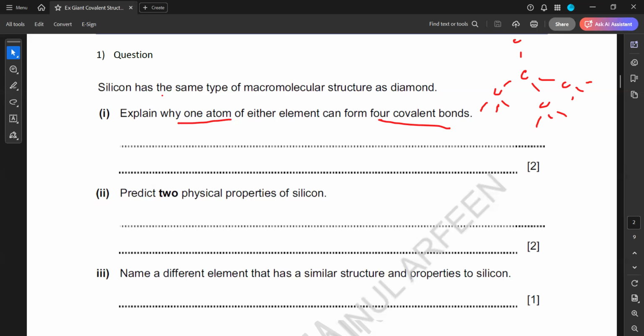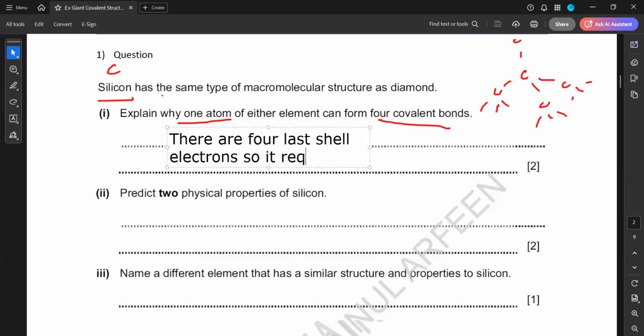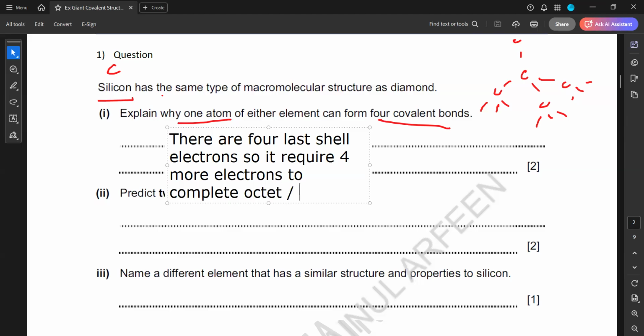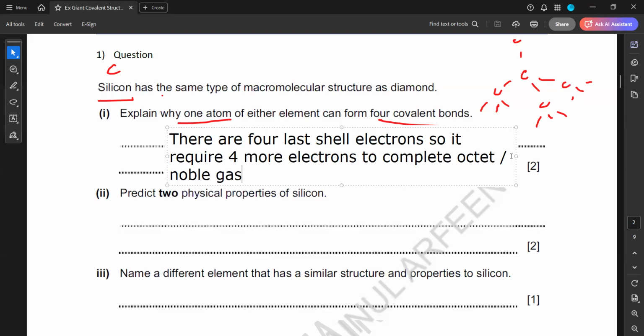The reason is that silicon and carbon both belong to group 4. As they belong to group 4, they have 4 valence electrons, or 4 last shell electrons. So each requires 4 more electrons to complete the octet, or we can also say a stable shell or a noble gas configuration. When we use the term noble gas, it means the shell is complete. Because silicon and carbon both have 4 electrons and need 4 more to be stable, that's why they share electrons, forming 4 covalent bonds.